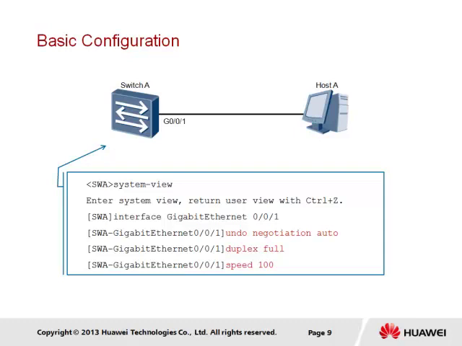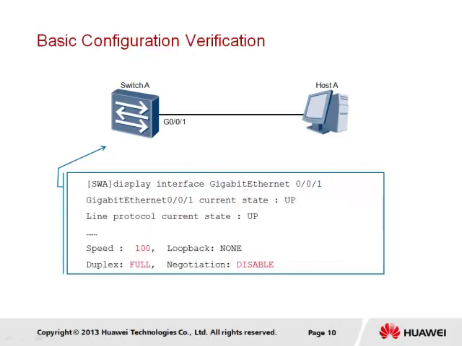This example shows how auto negotiation mode that is currently active can be disabled using the undo command, as well as how a full duplex mode and a speed of 100 megabits per second can be applied for the interface GigabitEthernet 0/0/1. After the configuration changes have been made on the switch, we can use the display interface GigabitEthernet 0/0/1 command to view the current status of this interface in terms of its current state, as well as verify that the changes made have taken effect. In this case, we can clearly see that the supported speed is 100 megabits per second and full duplex is supported, and that the auto negotiation has in fact been disabled.